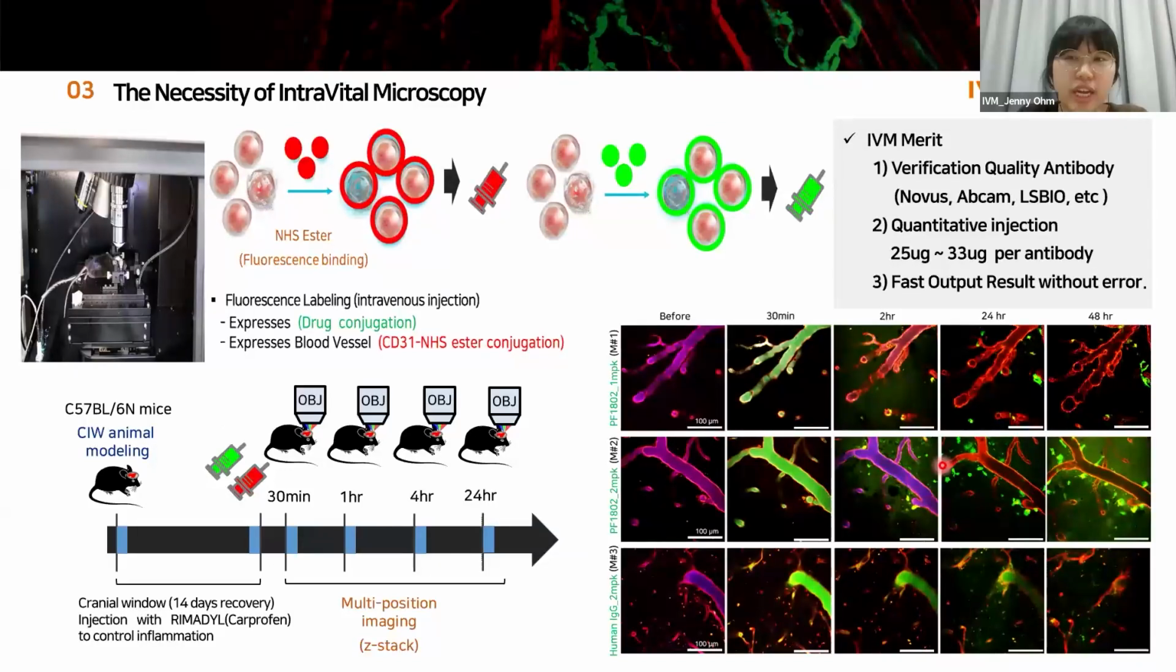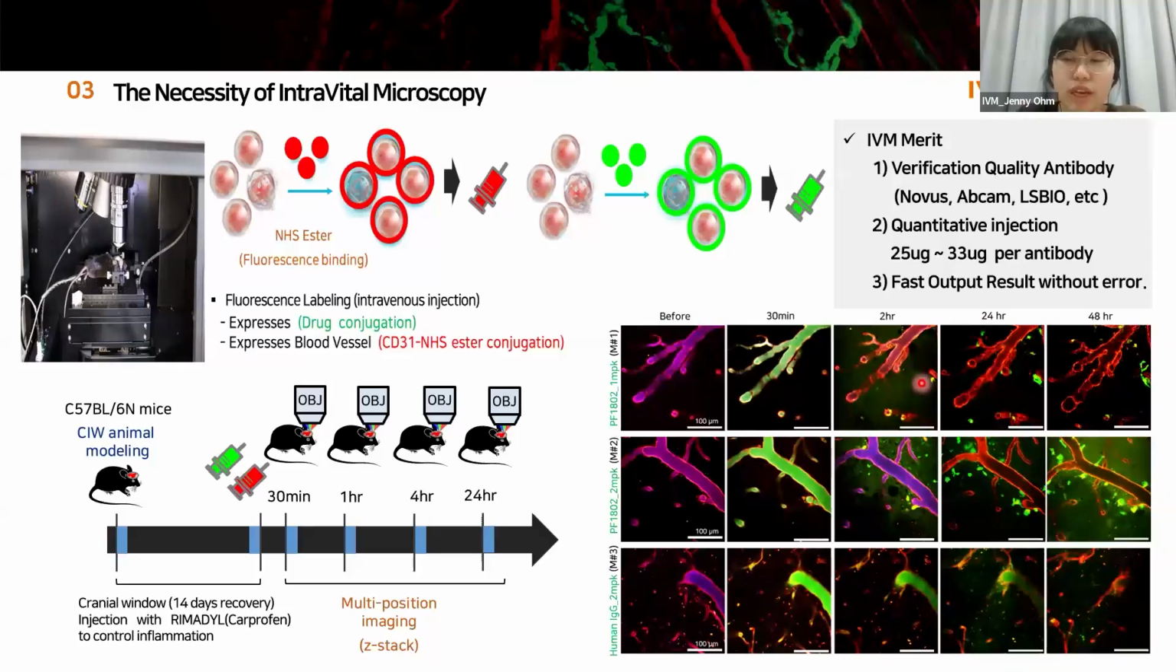To acquire more precise, reliable, and replicable data during in vivo imaging with intravital microscopy, IVIN technology has established and optimized a fluorescent labeling protocol specifically designed for in vivo applications. This involves conjugating fluorescent dyes to antibodies and administering them via intravenous injection. Importantly, the injection dose is precisely controlled at 25 to 33 milligrams per dose, which minimizes variability caused by dosing differences and ensures both accuracy and reproducibility of the experiment.